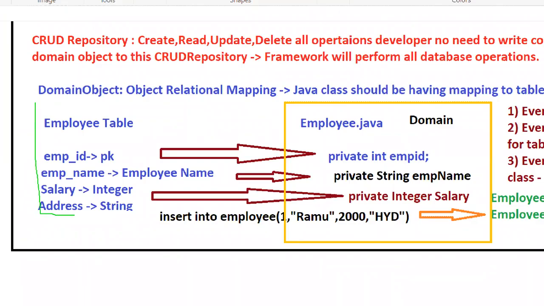Assuming that I have an employee table, with employee ID as primary key, employee name as a normal column, salary as integer, and address as string. This is my employee table.